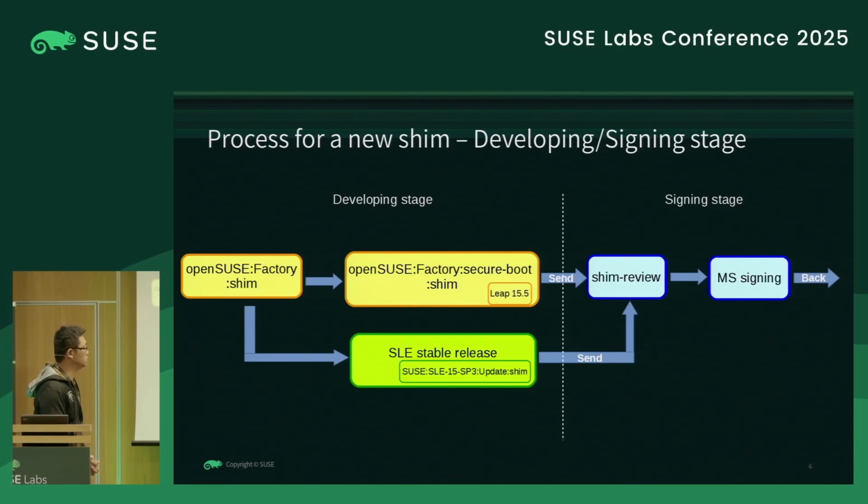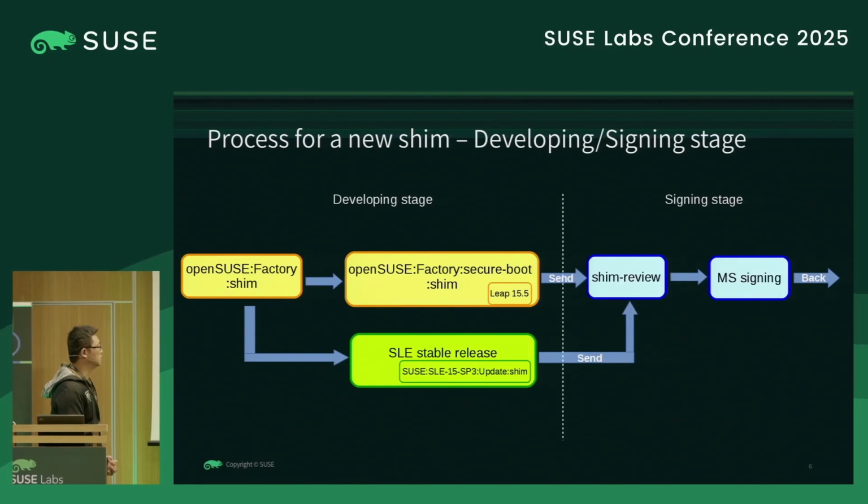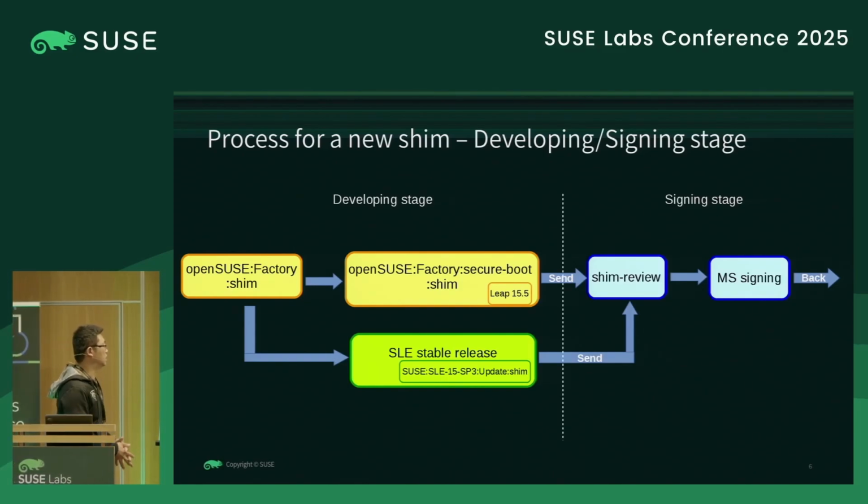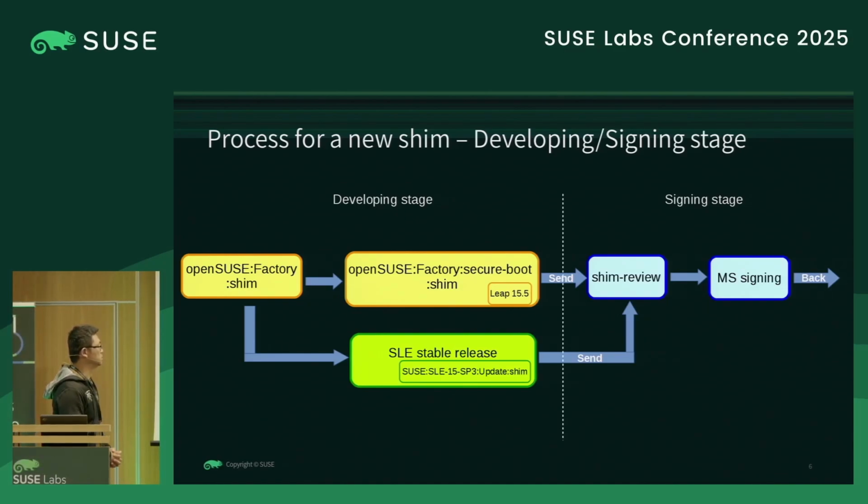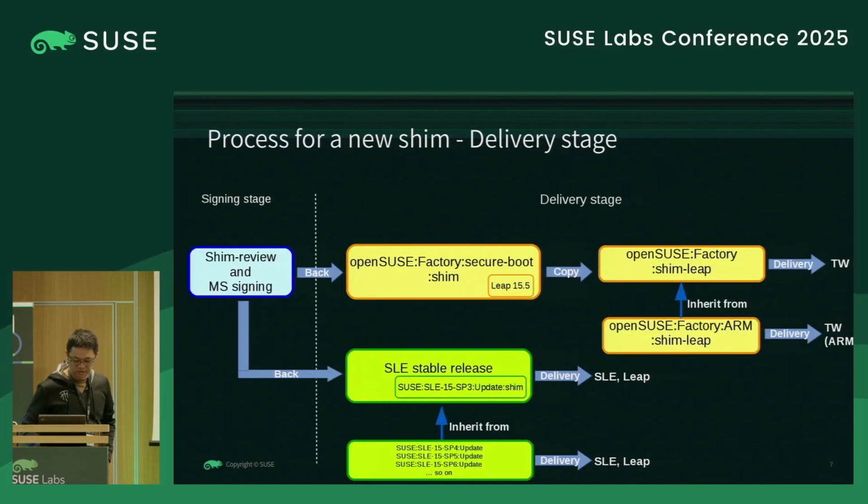Currently, we use the SLES 15 SP3 update as the stable release. We can use other projects or steps, but currently we still use it because we discussed with the security team. Then after that, the binary is produced and also sent to the Shim review for review and signing. After the review and sign stage is finished, the binary comes back.